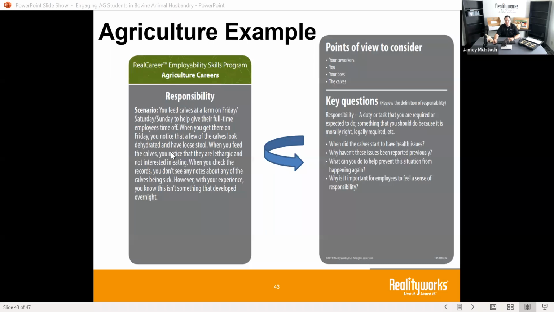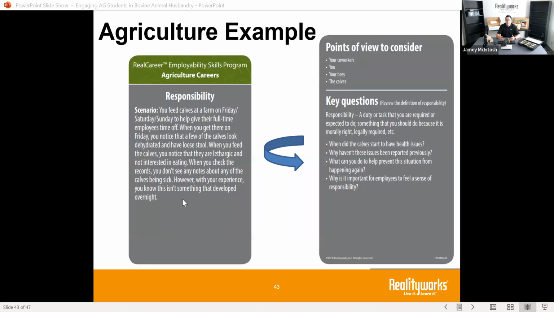So in this case, the icebreaker is, here's the scenario. You feed calves on a farm on Friday, Saturday, and Sunday, to help give the full-time employee time off. When you get there on Friday, you notice that a few of the calves look dehydrated and have loose stool. When you feed the calves, you notice they're lethargic, not interested. However, you're questioning, all right, what in the world? You check the records, and you don't see any notes about any of the calves being sick. However, with your experience, you know this isn't something that developed overnight. So there's something here that wasn't presented before.